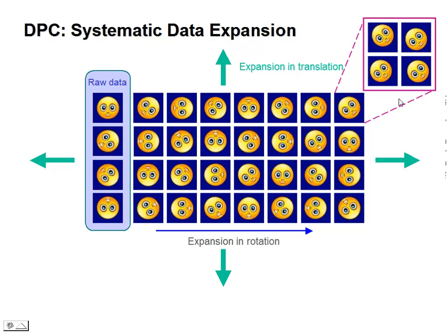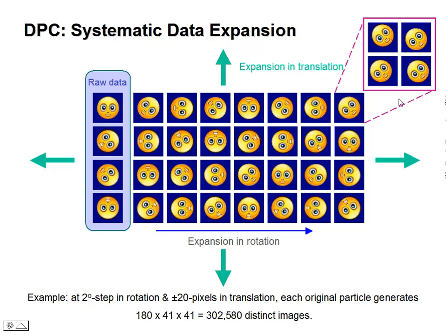As you might have realized, this expansion is very costly. A quick example: if we apply a 2 degree step in rotation and plus or minus 20 pixels in translation, then each original particle image will generate about 300,000 copies. If we're talking about 1 gigabyte of original data, now we're looking at 300 terabytes of data. Through rigorous hardware integration and software engineering, I'm going to show you later on that this algorithm has now become computationally tractable.